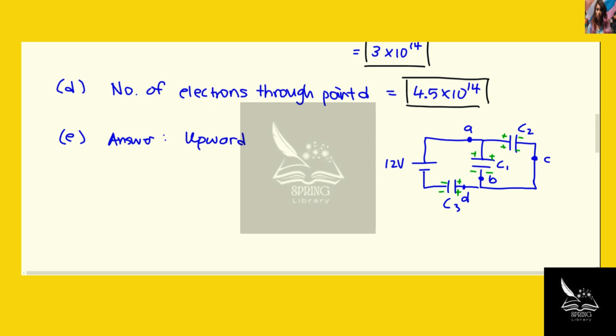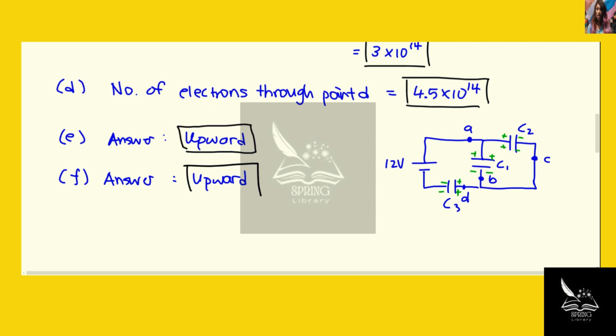Because you can see that the bottom plate of C1 is negatively charged, so electrons must go there. And for C2 it is the same. The answer is also upward, because the right plate of C2 is negatively charged. This is obvious after you draw the polarity of the plates. And that's all for this question.